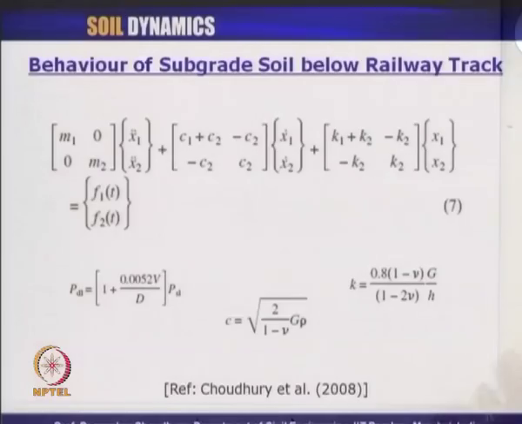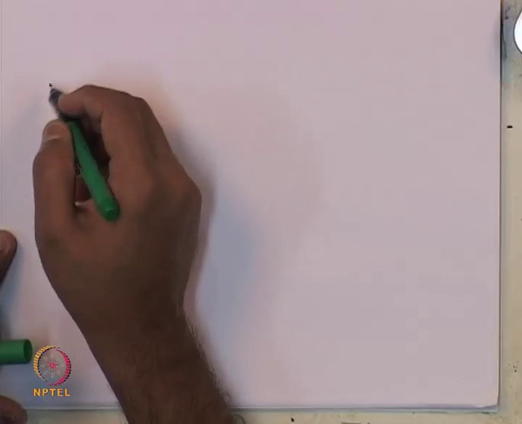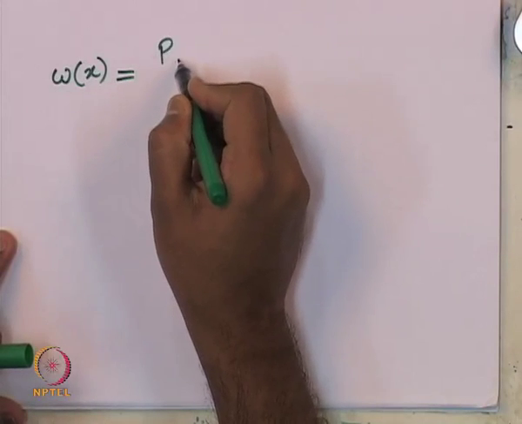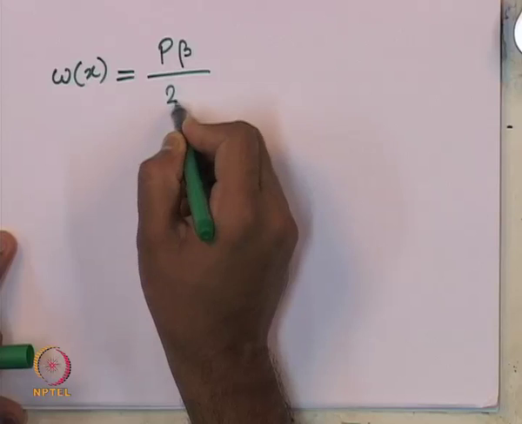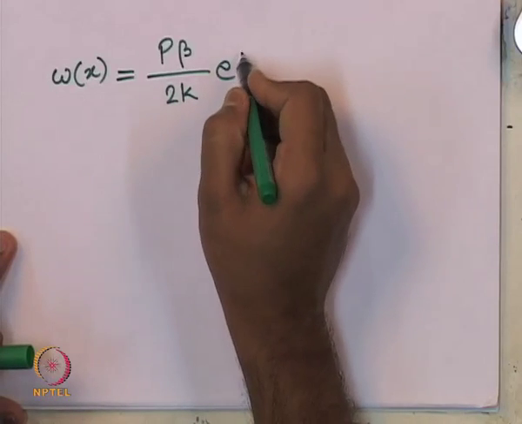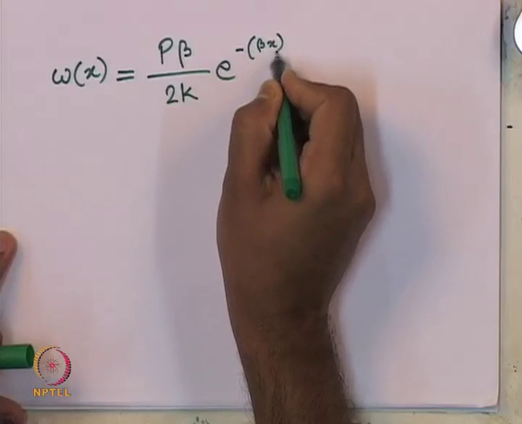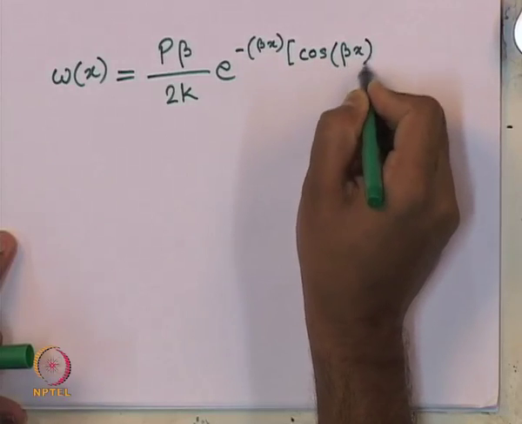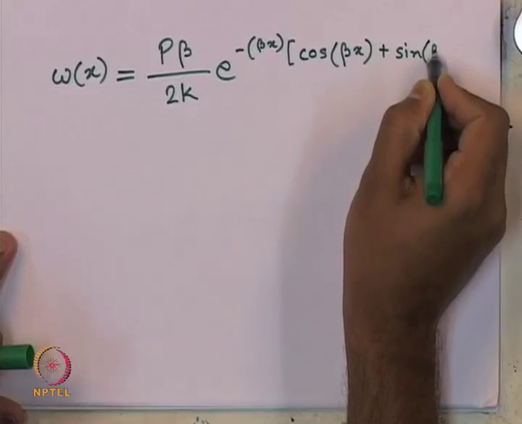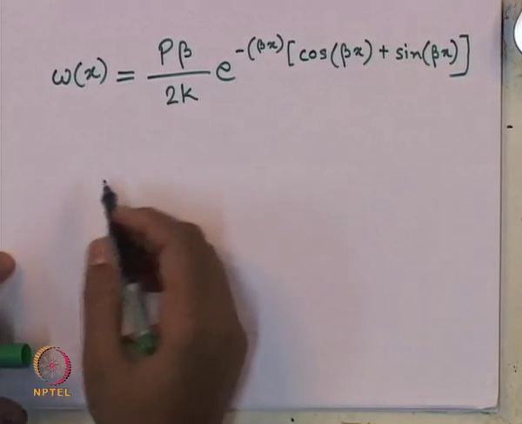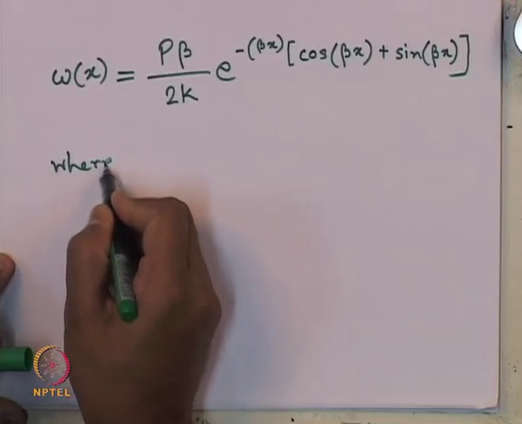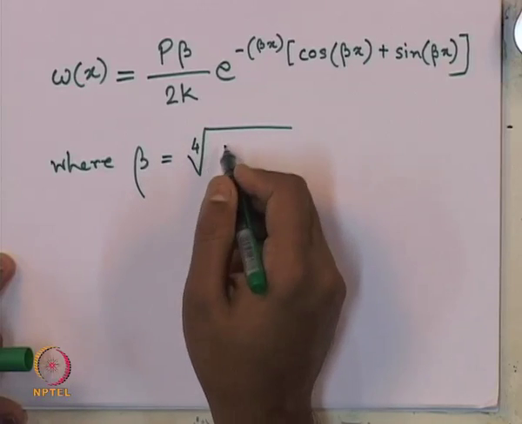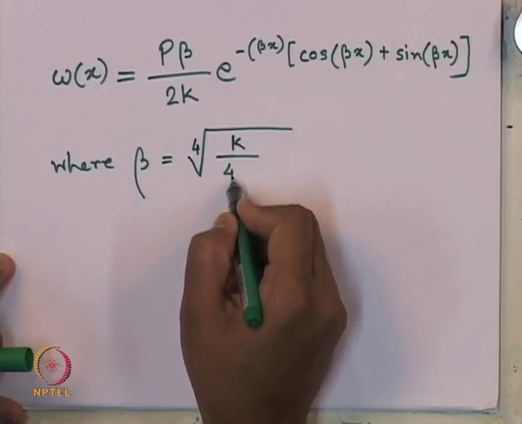Okay. Now, how to calculate this omega x? Omega x is calculated from the solution: P beta by 2k, e to the power minus beta x, cosine of beta x plus sine of beta x. In this case, beta is a parameter expressed like this: the fourth root of k by 4 E I.